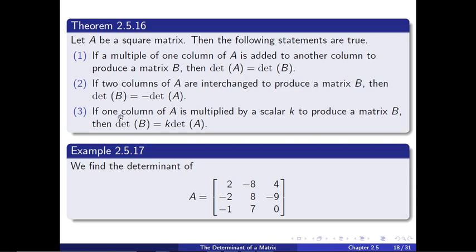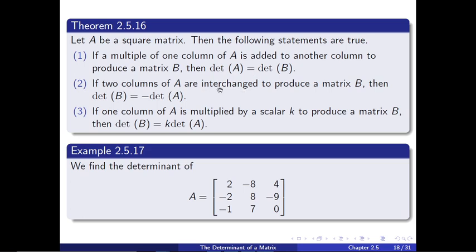Right, so this is theorem 2.5.16 in the textbook. Let A be a square matrix. Then the following statements are true. If a multiple of one column of A is added to another column to produce a matrix B, then determinant of A is equal to determinant of B. So in other words, if we say Ci goes to Ci plus sCj, where s is a non-zero real number, then the determinant of A is not affected by that elementary operation.